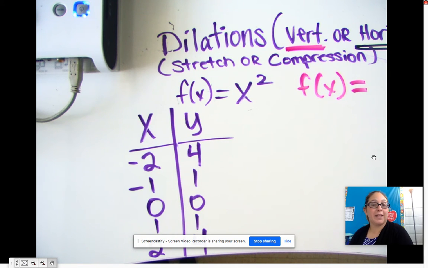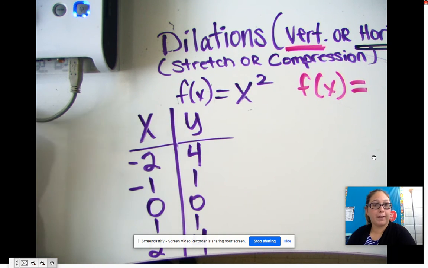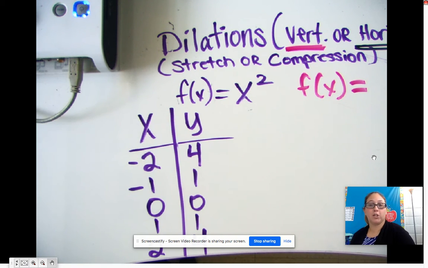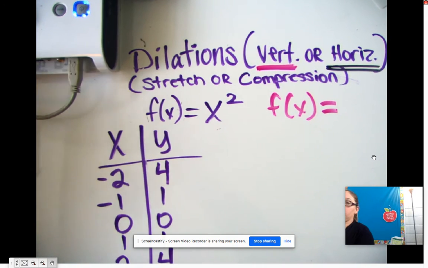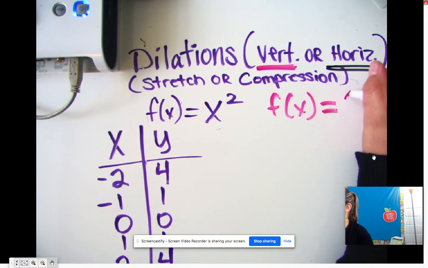If the number's on the inside of the parentheses or absolute value or square root, it's going to affect your x values horizontally, and it's going to be opposite. When it's inside, it's opposite. So let's look at a vertical dilation first. A vertical dilation is your y values, and the way that's going to look is it's going to be on the outside, right?